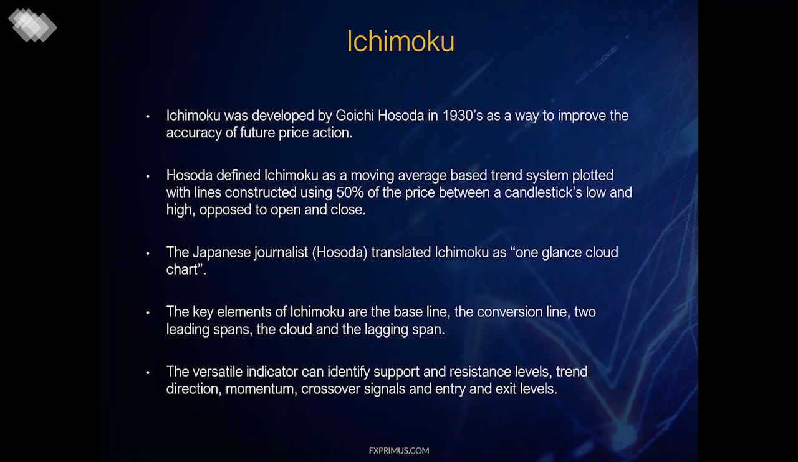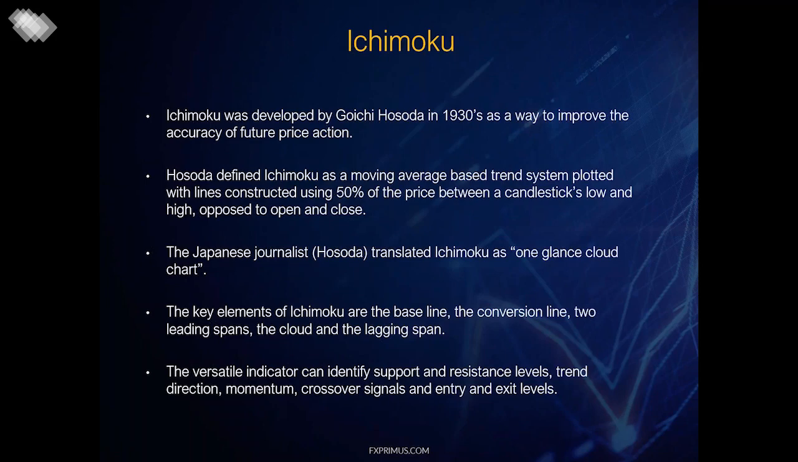Now, the next indicator, which is a very interesting one and is widely used by many to generate signals, is the Ichimoku. The Ichimoku is a bit complex and much more complicated than any other indicator that we have gone through so far. It was developed by Goichi Hosoda in the 1930s as a way to improve the accuracy of future price action. Now, Hosoda defined Ichimoku as a moving average-based trend system plotted with lines constructed using 50% of the price between a candlestick low and high, as opposed to open and close.